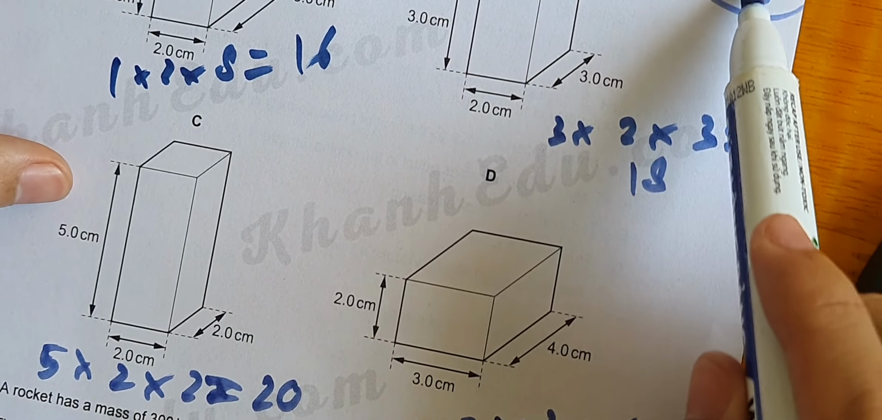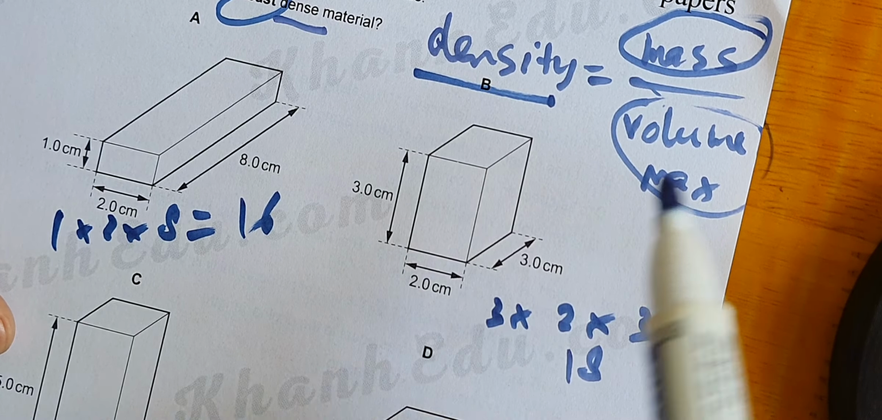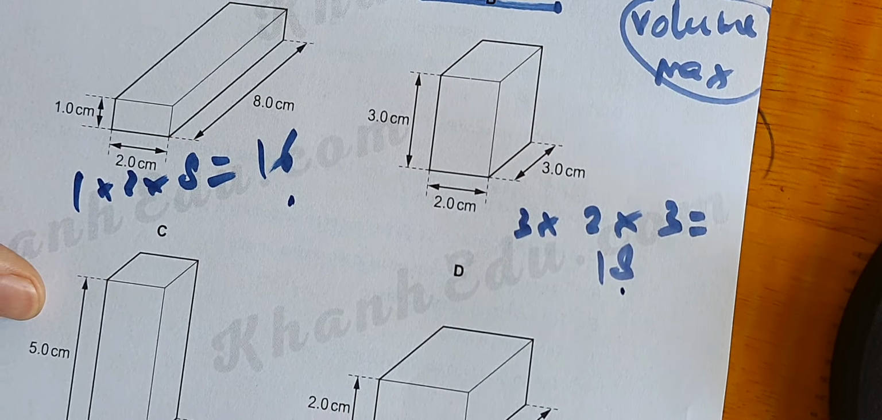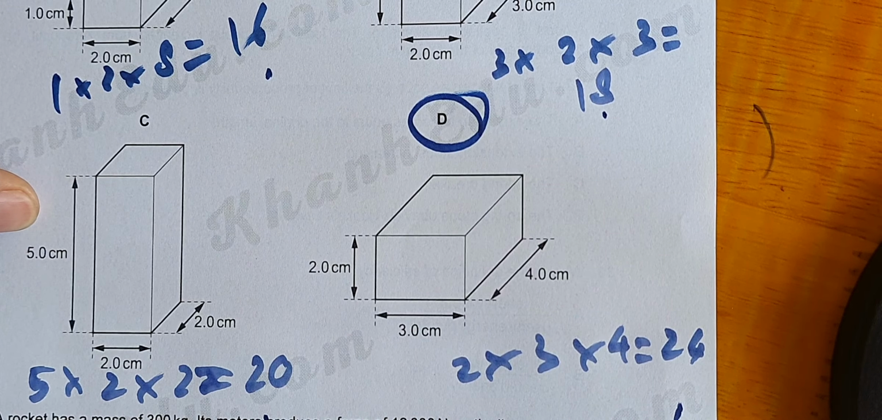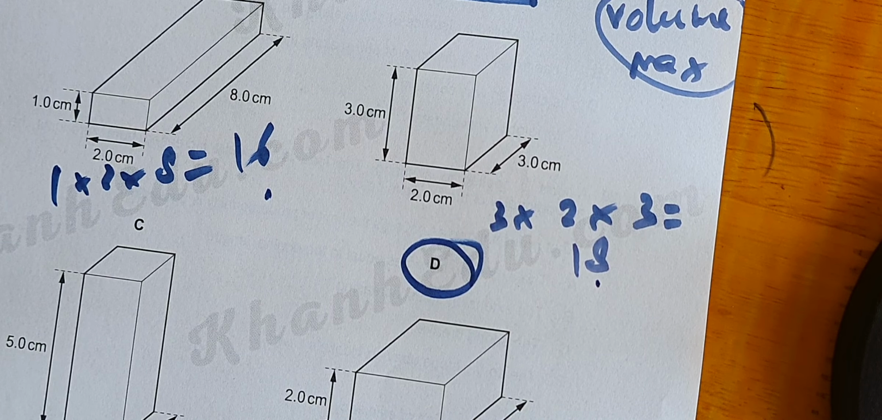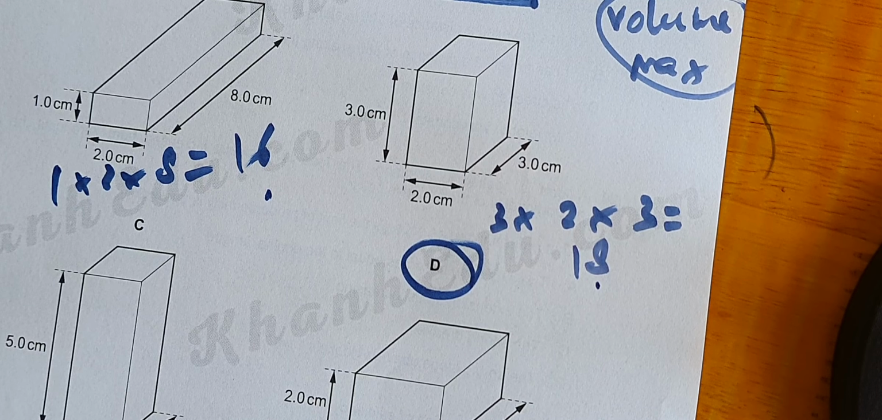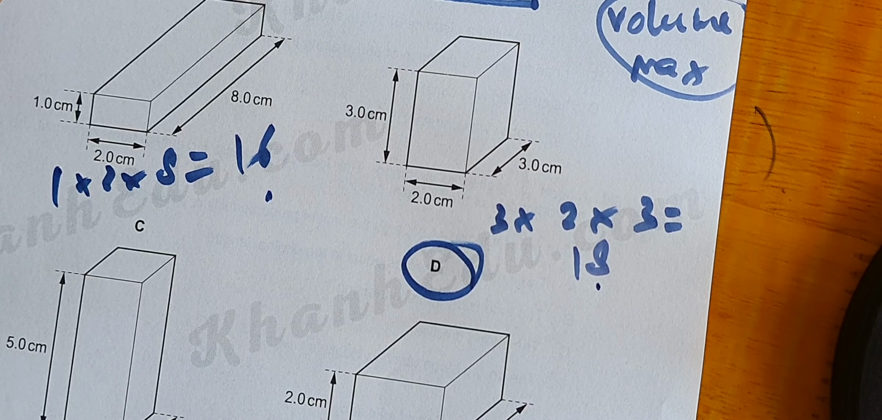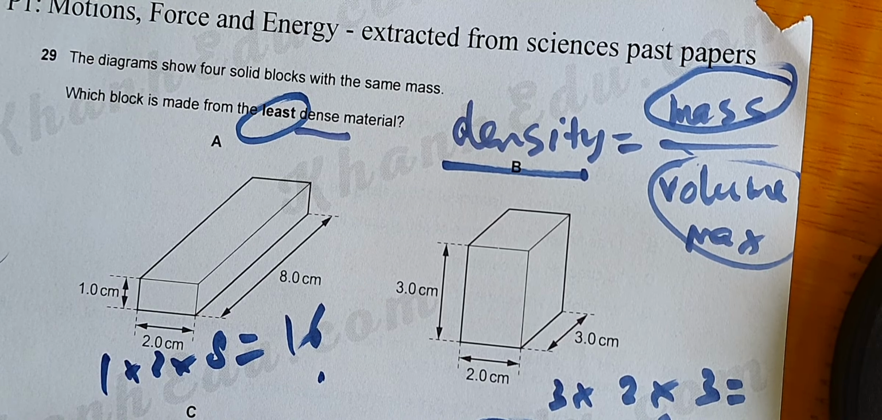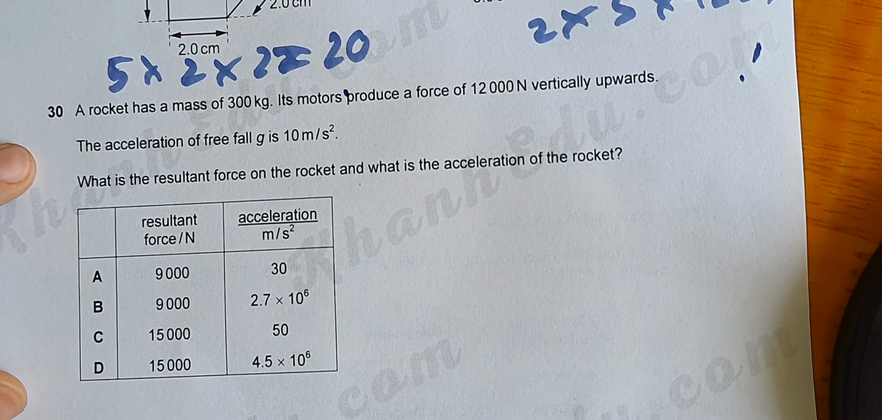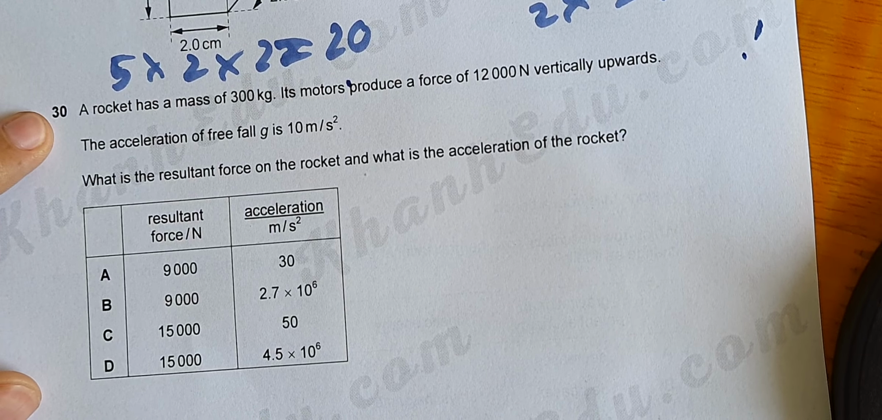We have to find the maximum volume, and of 16, 18, 20, and 24, the maximum would be the last one. And because we have the maximum volume, it would lead to the least density. So D is the correct answer. Okay, move on to the next example.